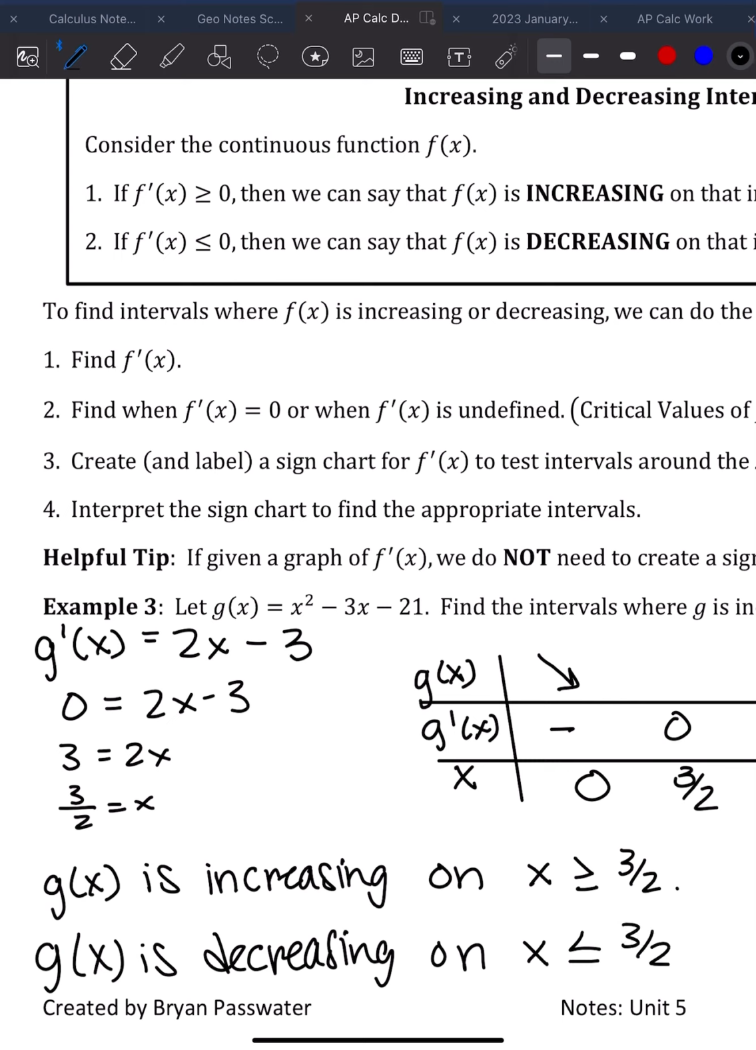I know some people have a hard time, and I am actually one of those people, saying that 3/2 is less than or equal to, and that's because we know when it's equal to it's 0, but it's still mathematically accurate based on the definitions that we have.